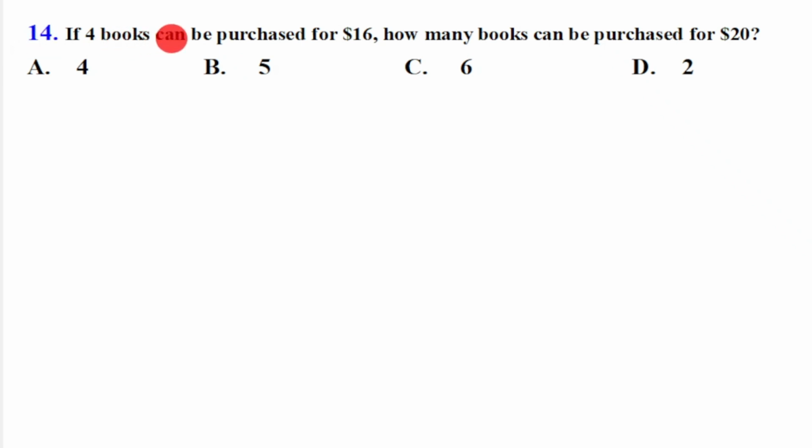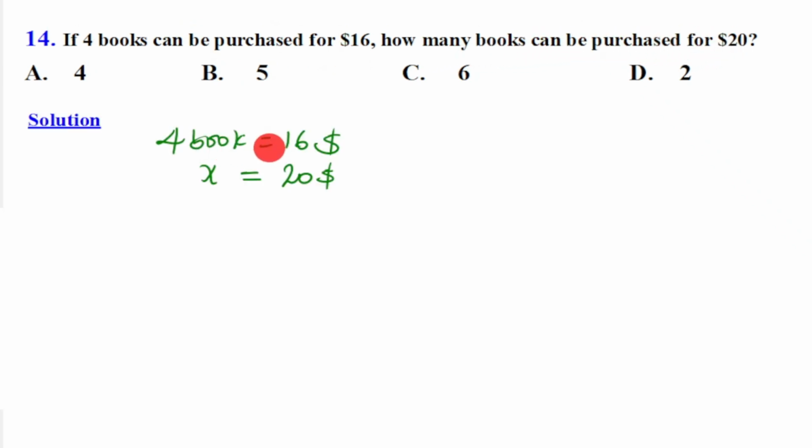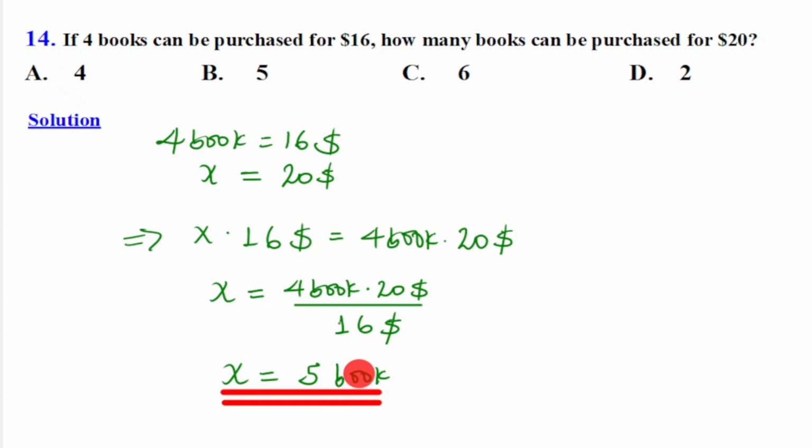14. If 4 books can be purchased for $16, how many books can be purchased for $20? So 4 books is equal to $16. And how many books? We don't know the number of books, X, can be purchased for $20. Then cross-multiply, and you will get X is equal to 5 books. Therefore, the answer is B.